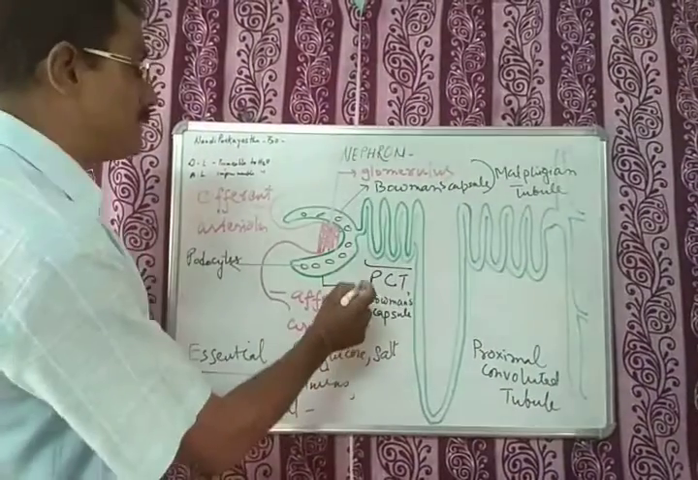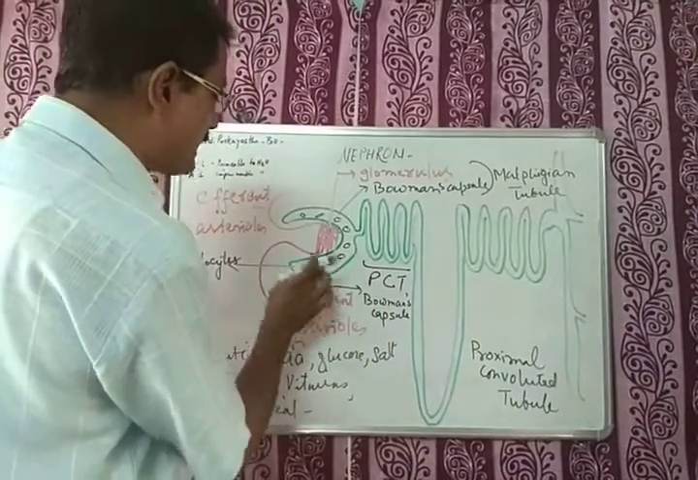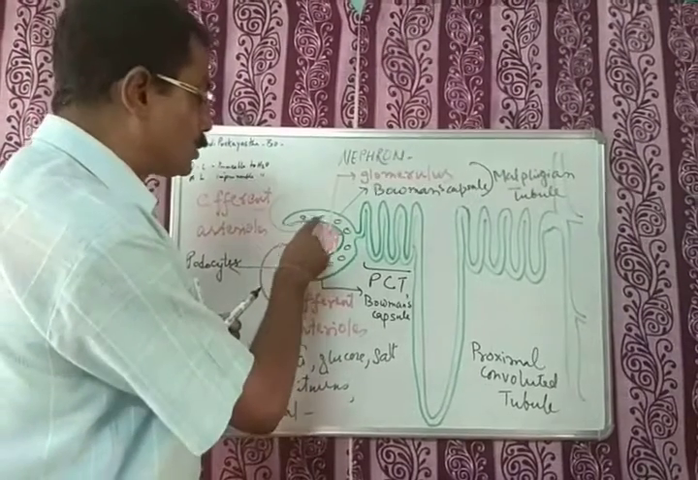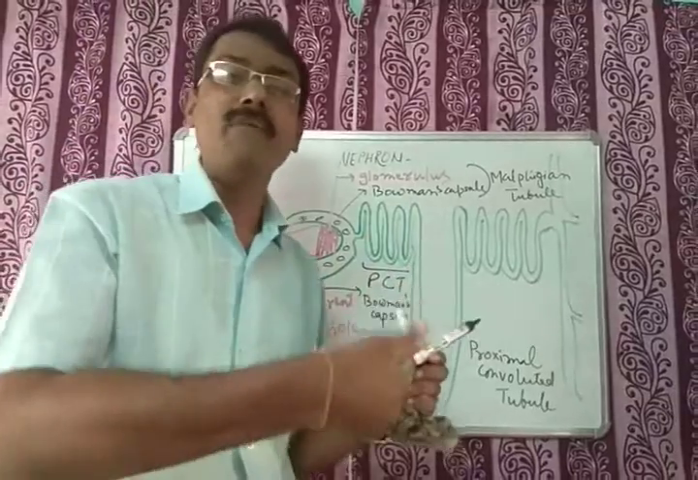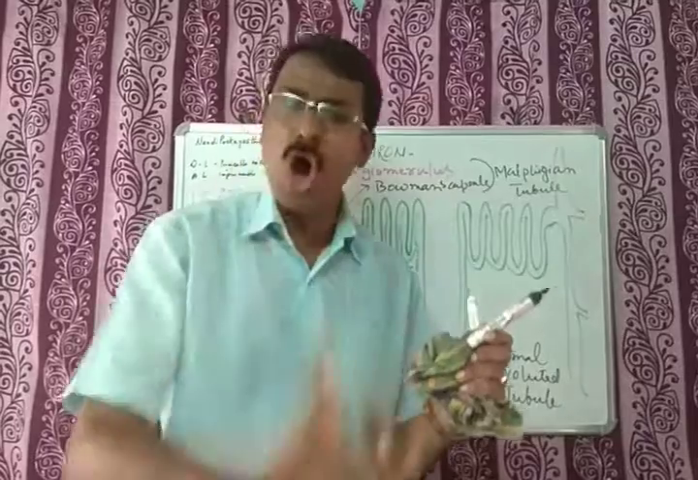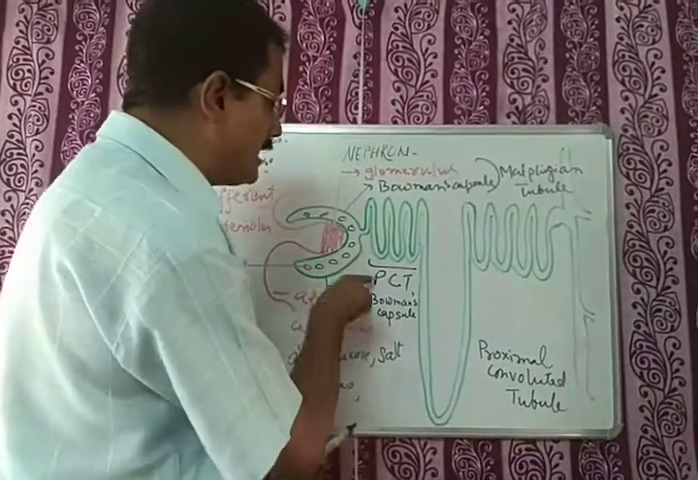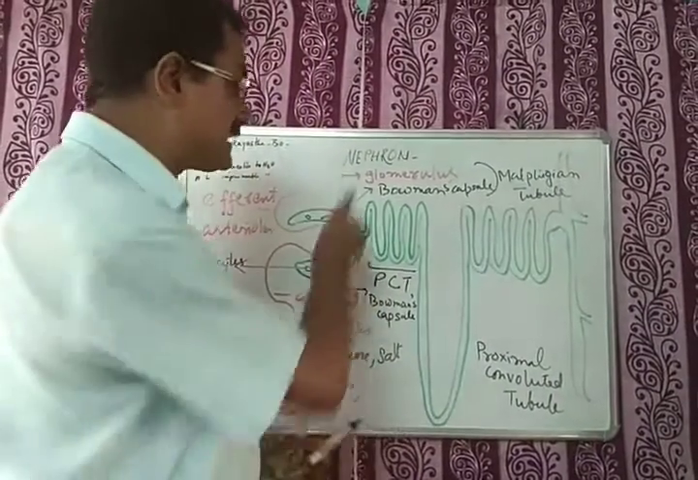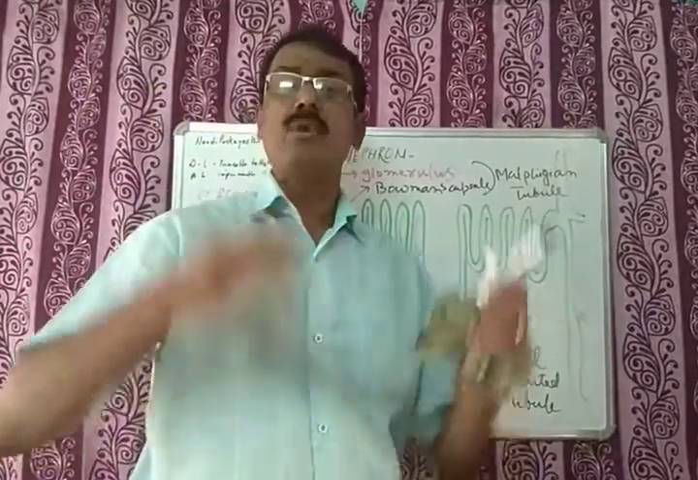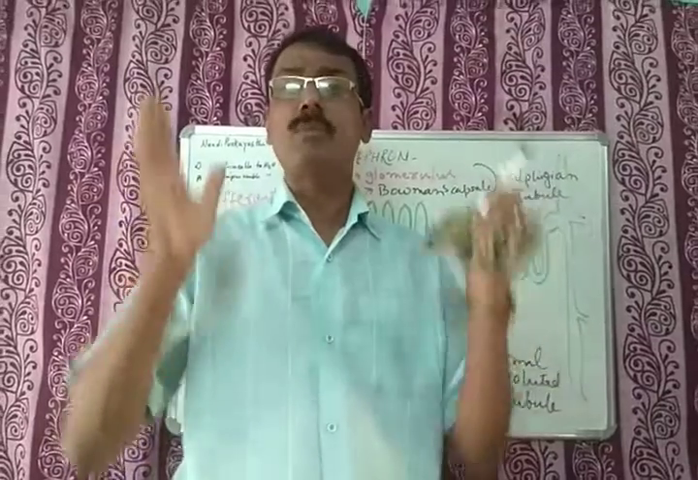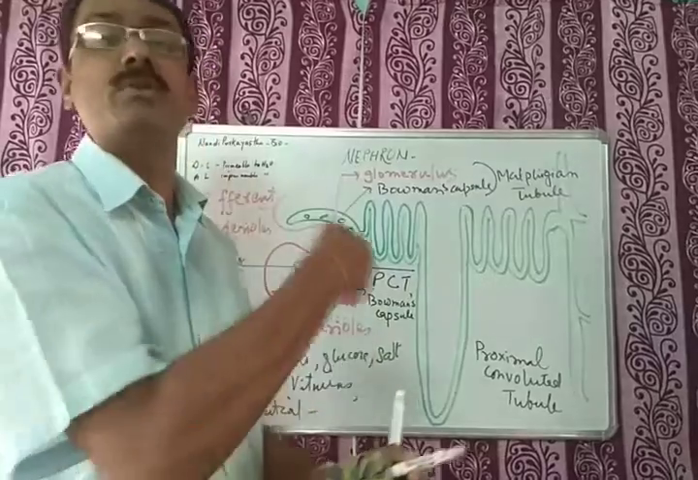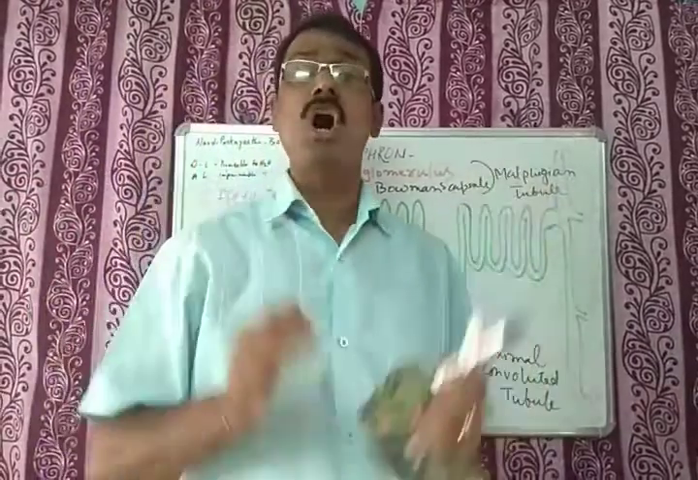So what is the function of the PCT now? The moment the materials are filtered in the glomerulus, they come to the Bowman's capsule, where the podocytes absorb the essential materials. But all the materials cannot be absorbed by the podocytes, so ultimately they come to the PCT. The PCT is a tube-like structure to increase the surface area of absorption. So it absorbs all the essential materials that I said need to be absorbed by the nephron.